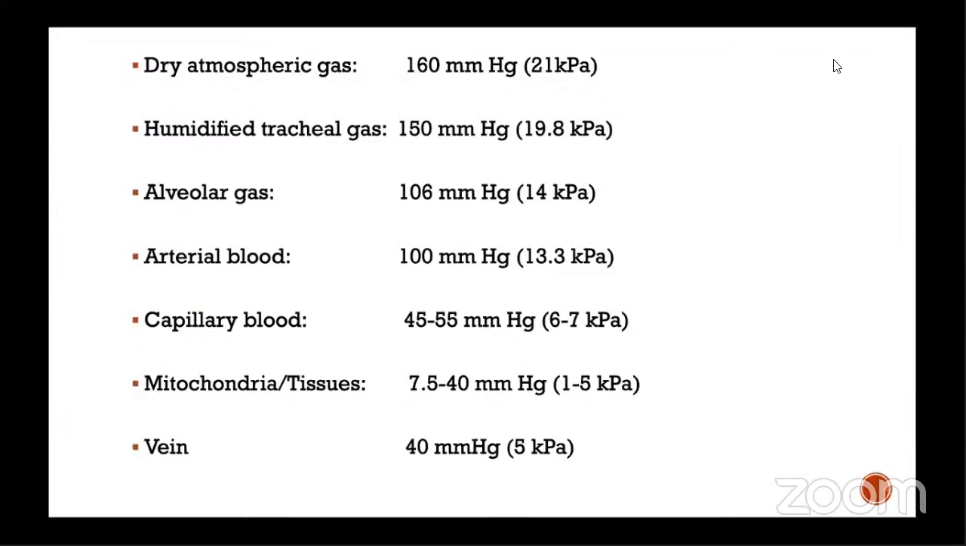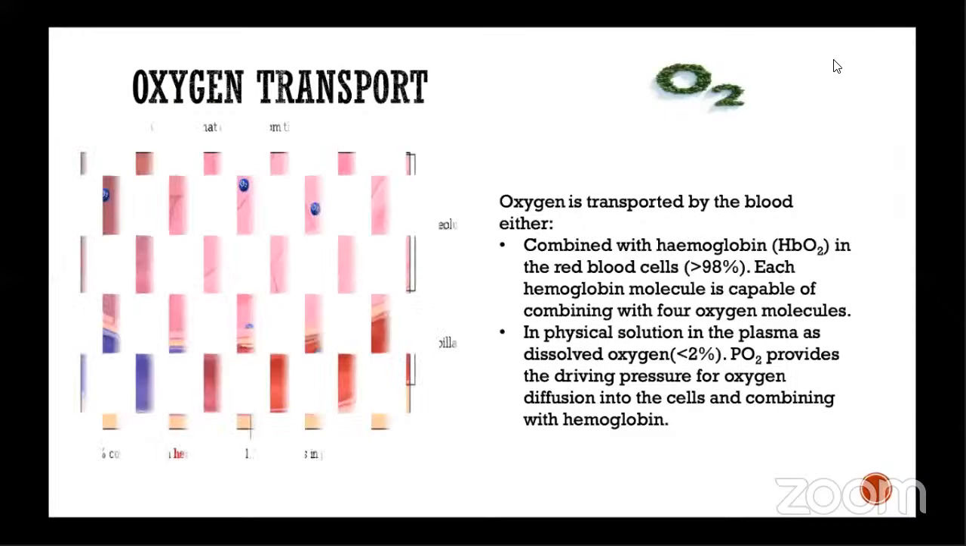Now, if you look at the table, you find out that the atmospheric air flows at the pressure of 160 millimeters of mercury. By the time it gets to the trachea, it gets humidified and drops to 150 millimeters of mercury. In the arterial blood, this becomes 100 millimeters of mercury. At the mitochondria, it drops to 7.5 to 40 millimeters of mercury. But by the time it gets to the vein, it remains 40 millimeters of mercury.